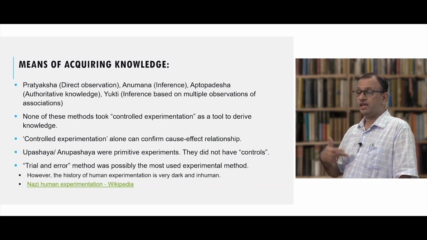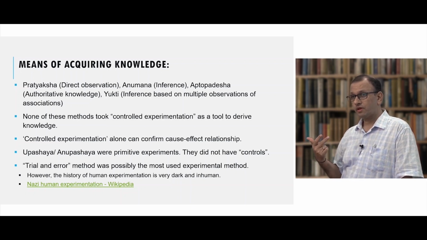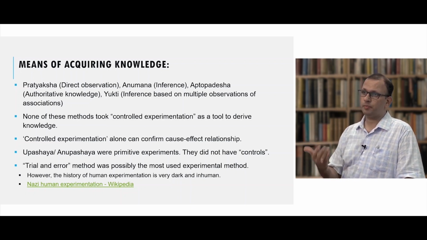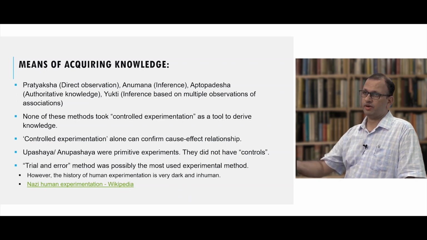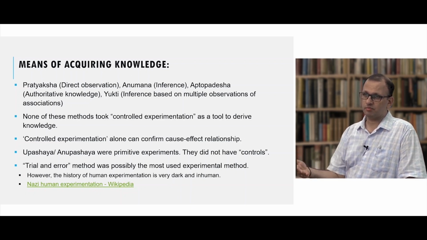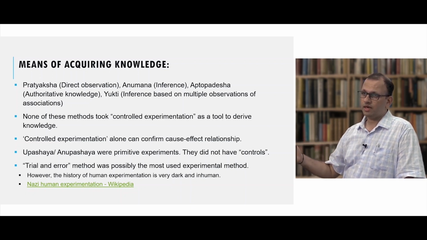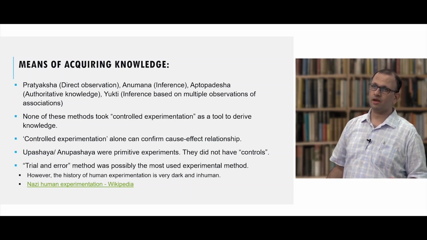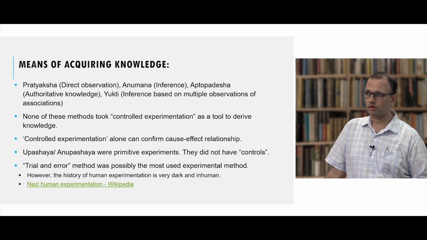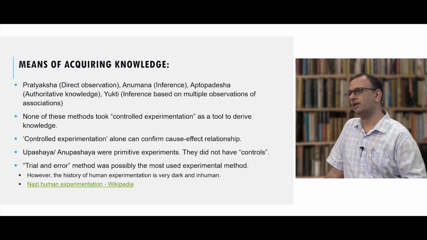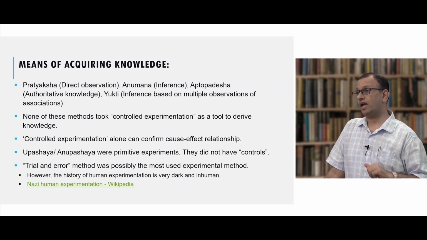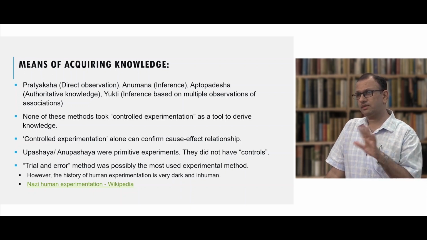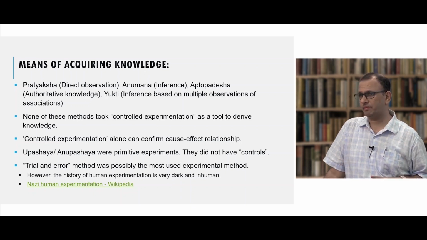But wasn't there any kind of experimentation in Ayurveda? It was there. For instance, upashaya, anupashaya, right? What aggravates the symptoms? What diminishes the symptoms? So this kind of testing was there. But again, they were of primitive nature. There was no control, right? In the absence of control, you again tend to mistake association for causation, or simply that becomes anecdotal evidence. So they did not have controls. Hence, possibly, trial and error method was the most used experimental method in Ayurvedic textbooks.